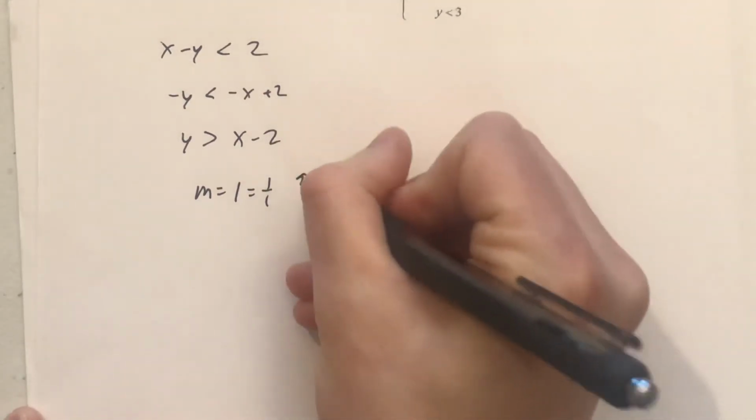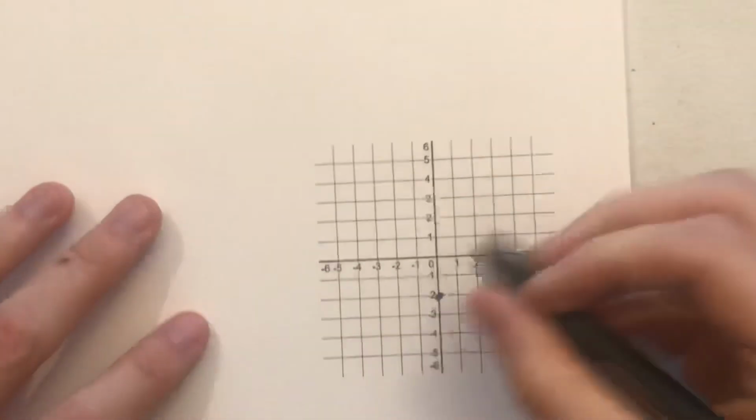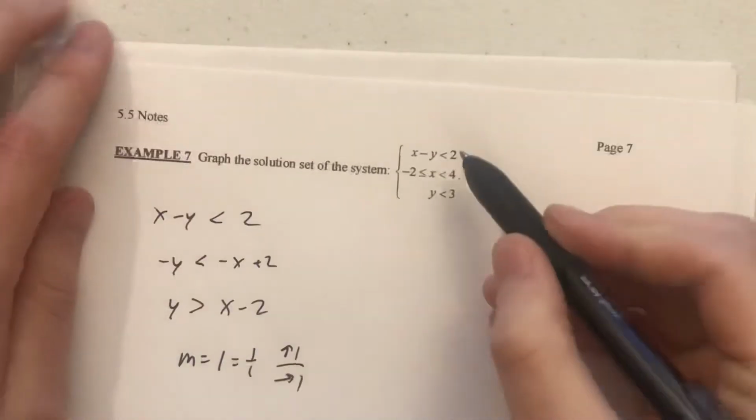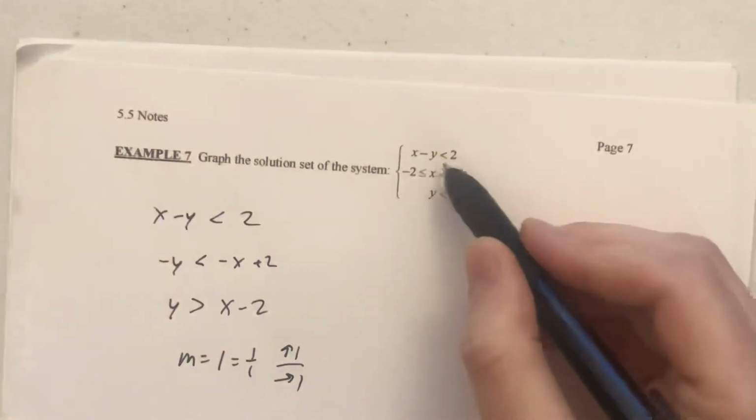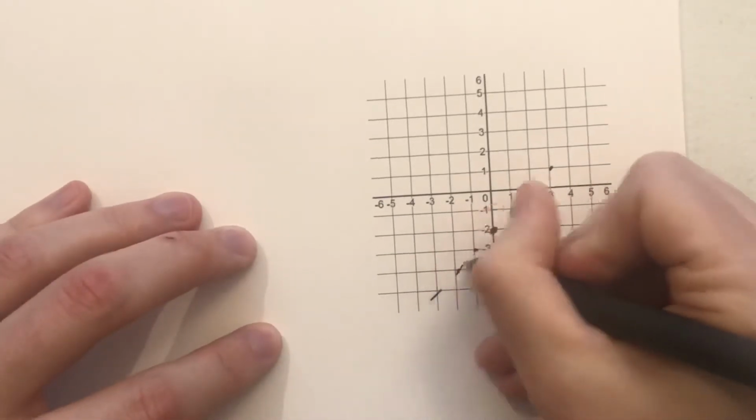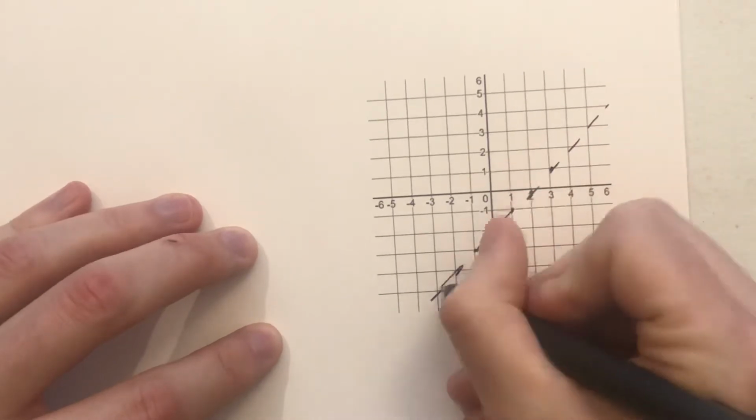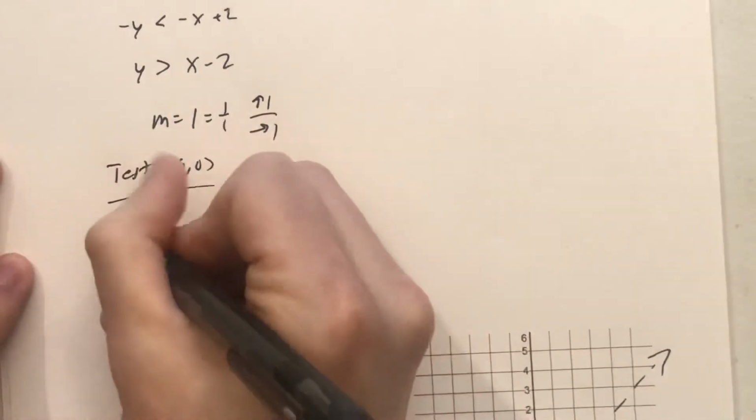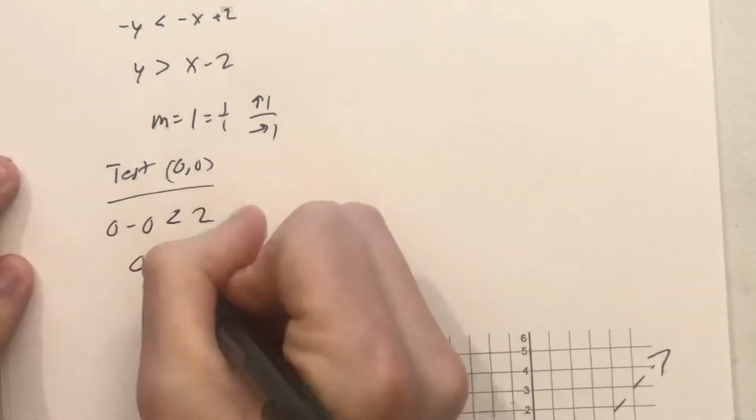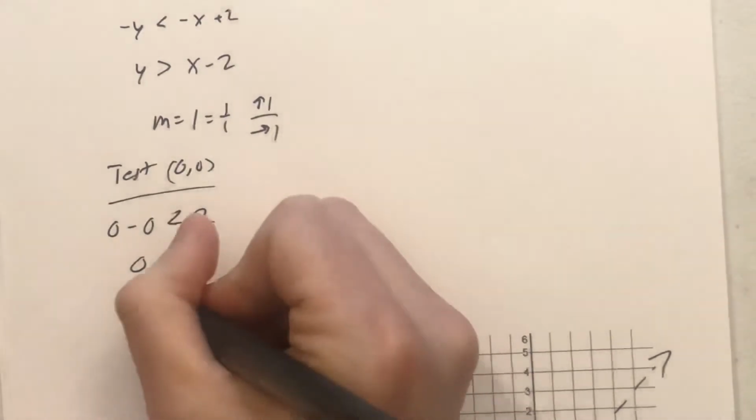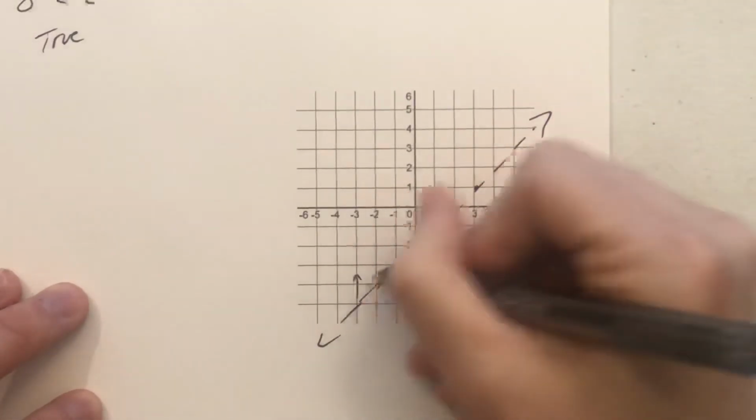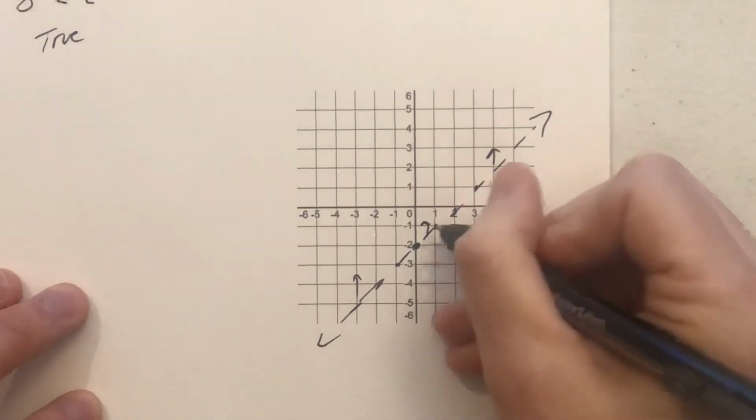which is 1 over 1. So up 1, right 1. So from that point, get a couple up 1 right 1s or down 1 left 1s, and we'll notice it is not an or equal to. So this line should be a dashed line. And if we test at point 0, 0, it'll say 0 minus 0 is less than 2. So 0 is less than 2, which is true. So 0, 0 is good. So for this line, we would want to shade above it. So we'll keep that in mind.